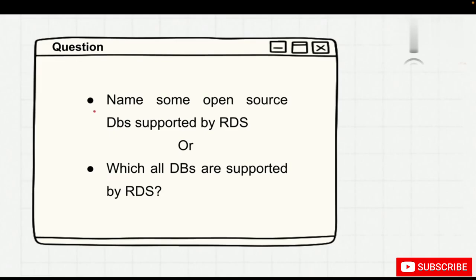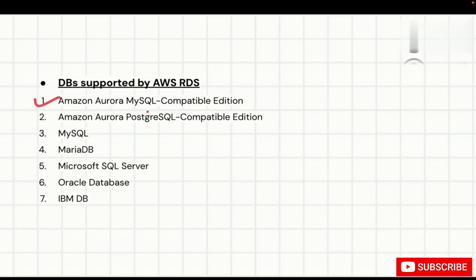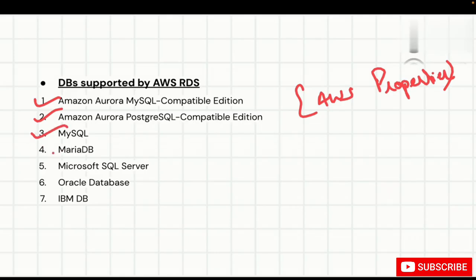Furthermore, let's see some of the databases that are specifically supported by RDS. RDS is the wider, generic term, which means relational databases. Now let's understand the different databases that are supported by AWS in RDS. So MySQL, Aurora, Postgres, Aurora. The first two are AWS proprietary, special databases created by AWS. Then open source MySQL, MariaDB, Microsoft SQL, Oracle, and IBM.